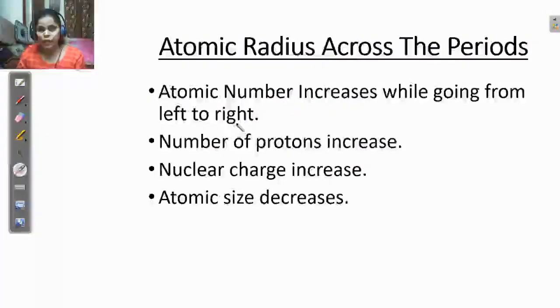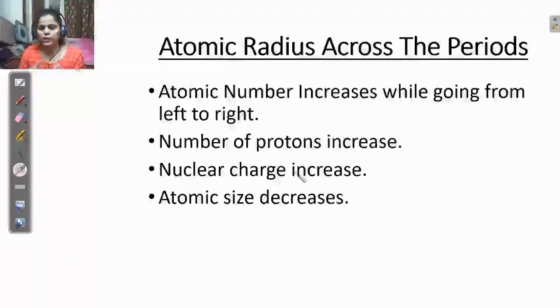Second, if the atomic number increases, you know what the atomic number is? The atomic number is the number of protons, or the number of electrons, because the total number of electrons equals the total number of protons. So the atomic number is the number of protons. If the atomic number increases, then obviously the number of protons will increase. And if the number of protons increases, the total nuclear charge increases.